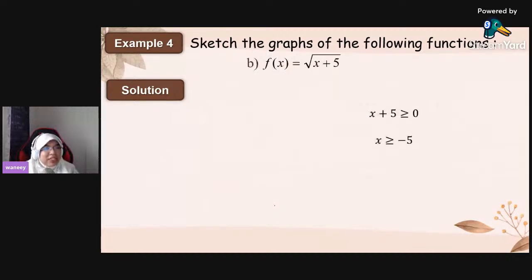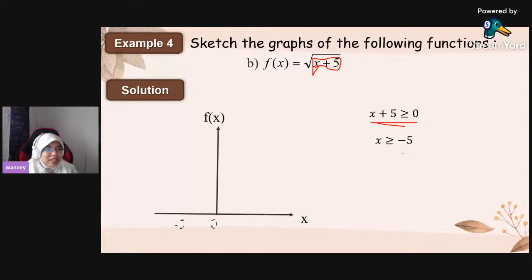Okay, so now for the square root. You simply take this number inside of the square root, you let them be greater than or equal to 0. So x plus 5 greater than or equal to 0, x will be greater than or equal to negative 5. So ready with the x axis and y axis. And then make sure you have your negative 5. So this is negative 5.